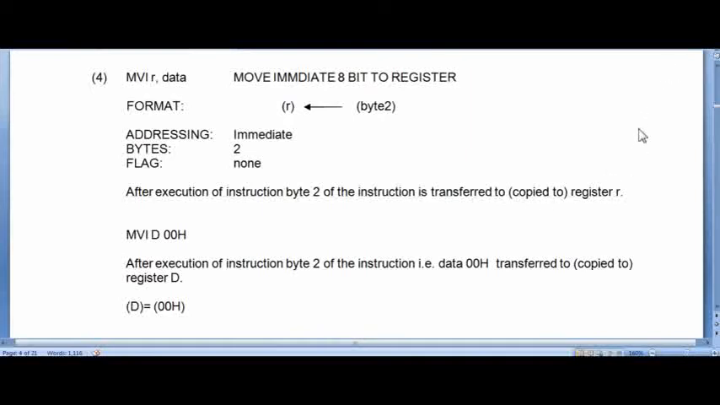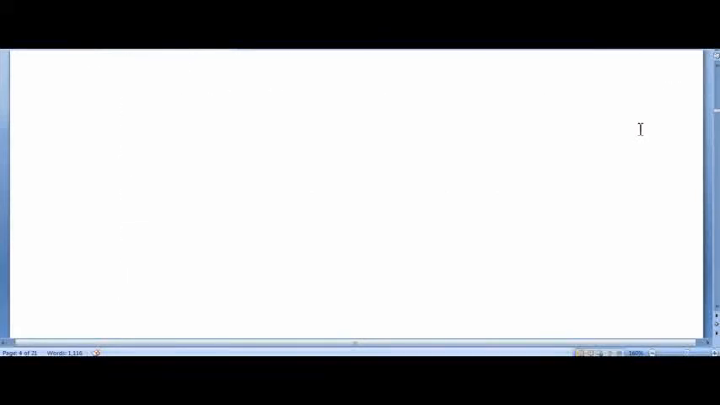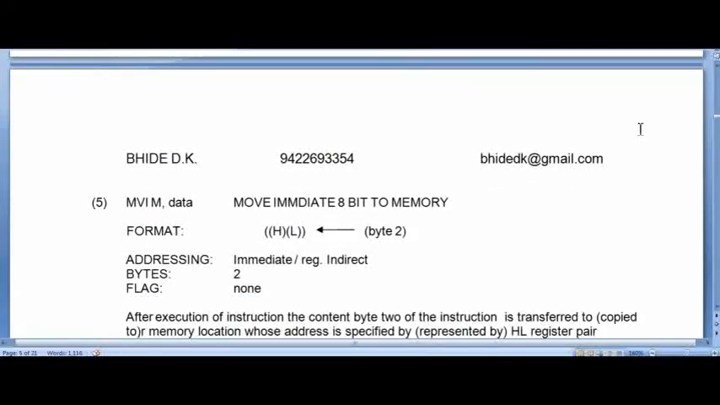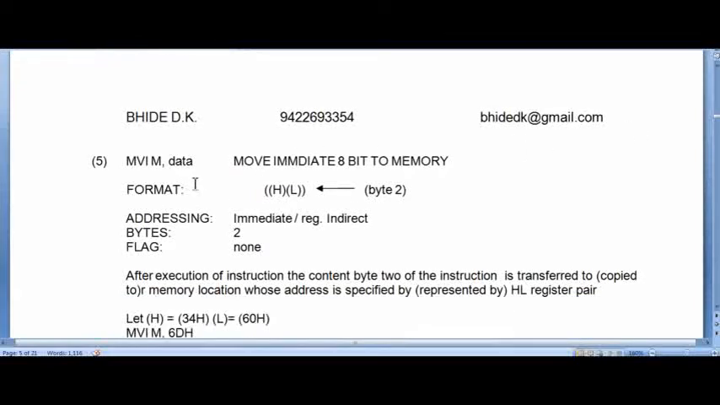Now go for the next instruction from the same group. The next instruction from the same group is MVI M, data. This is also a 2-byte instruction. When it is a 2-byte instruction, the first byte is always the operation code.